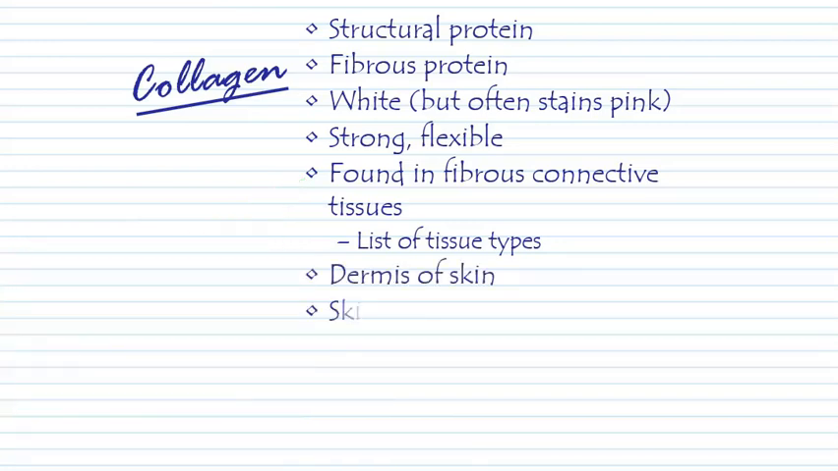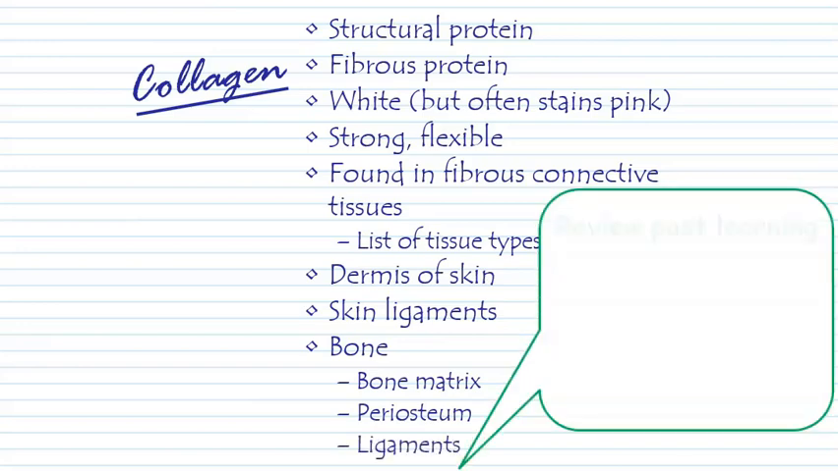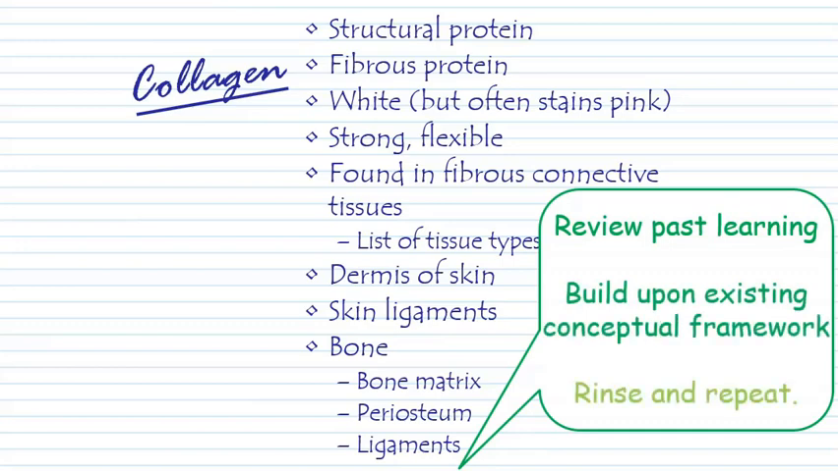running a concept list. And so then we get to the next section on the skin, and we add more about what we know about collagen. We see it again, and then we get to the skeletal system and we see it again there in many areas. And of course, I'm not listing everything complete here because there just isn't room. And so each time I do that, I'm reviewing past learning, I'm building upon my existing conceptual framework, and I'm doing it again.